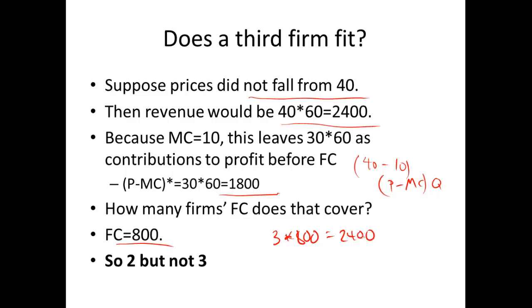So there's no way that 3 firms are going to fit, especially because when a third firm actually enters, the prices will end up being lower and the quantities higher, the overall revenue lower. So the answer, since we already found that 2 could fit, but now we're seeing that 3 cannot, is 2, but not 3.